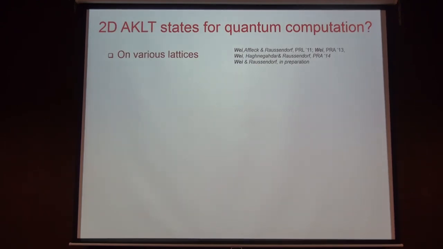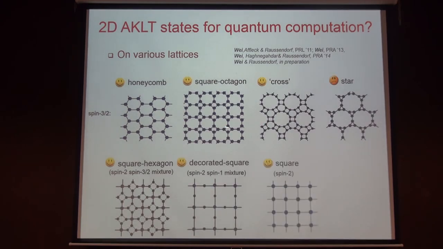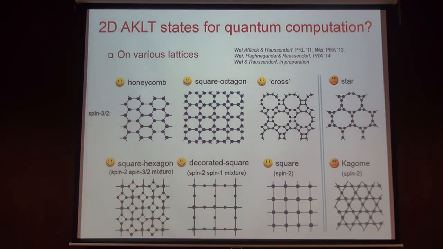So let me just give you a summary of what we have looked at. We actually look at various lattices. First we look at the honeycomb and later other trivalent lattices. And also recently we were able to show that the spin 2 AKLT state is also useful for quantum computation. So they're separated by these two parts. The one on the right has frustration, and we believe that they cannot be used for quantum computation.